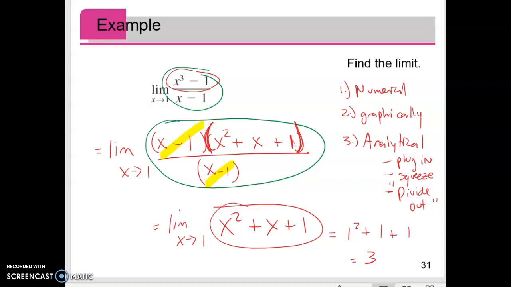And like I said, these are the ones we're going to be doing. The more interesting functions where you can't do direct sub. We won't really do a lot of, we'll use the numerical graphical approach to check our work, or if we run out of other options. And then we're going to plug it in after we do something else, like in this case, divide out.